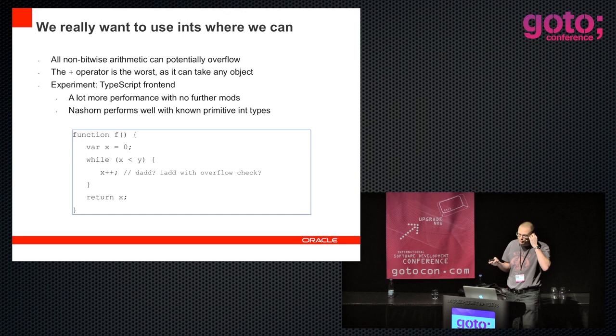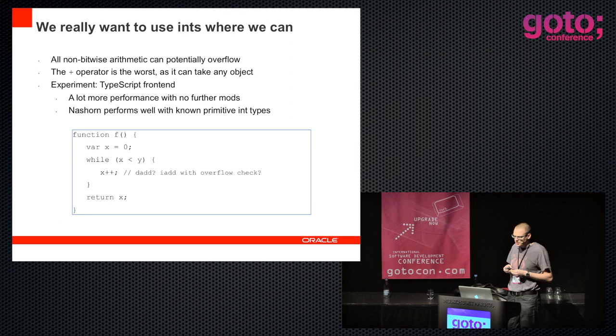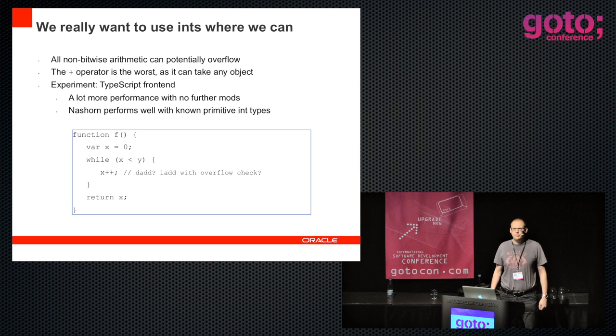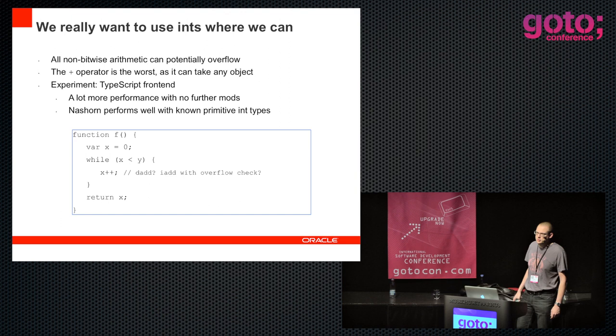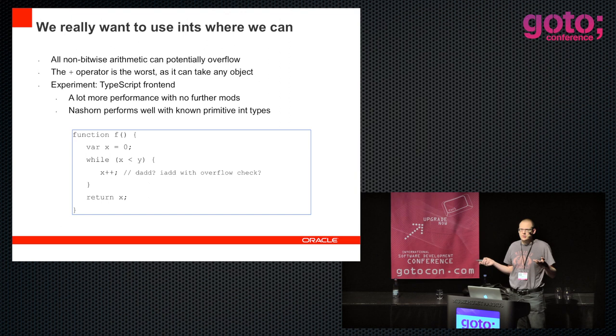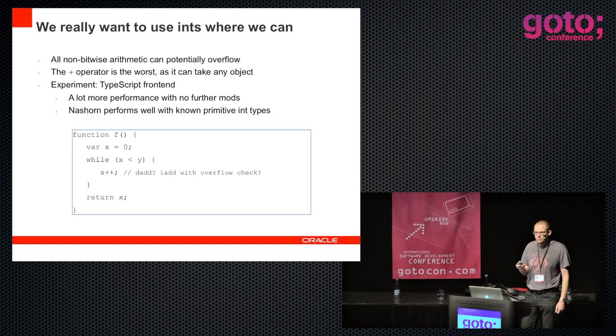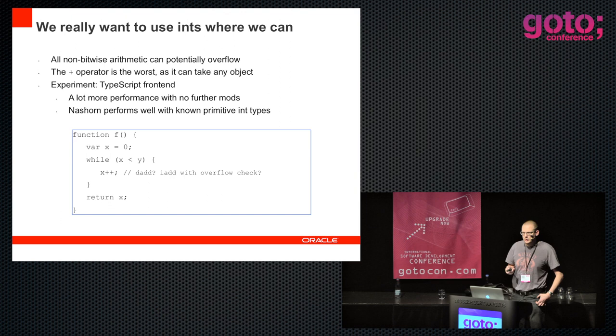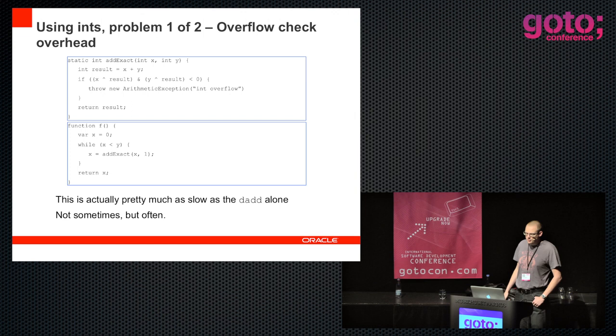So as an experiment, I'm not going to say I implemented a TypeScript front-end to Nashorn, but I implemented something that looks like a very slimmed-down version of a TypeScript front-end, which is basically, for those of you who don't know, a JavaScript extension that lets you handle things like classes and types. And I declared things like ints here, ints there, and Nashorn immediately generates bytecode that has a lot more performance. It performs really well with primitive int types, if we can prove them, which has been the problem all this talk, that we can't. So, the first problem, as I said, is the overflow check overhead.